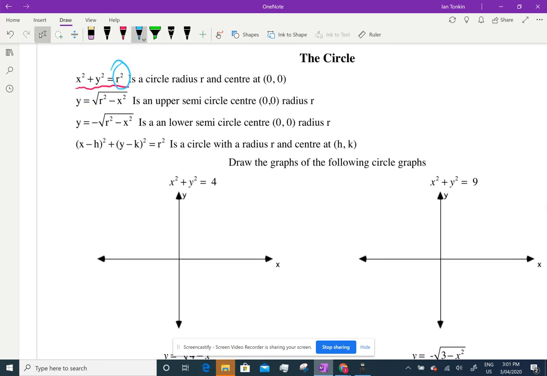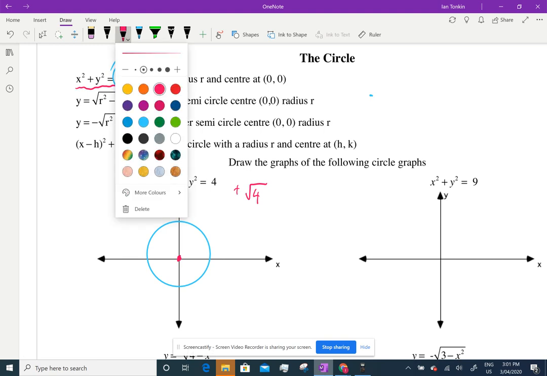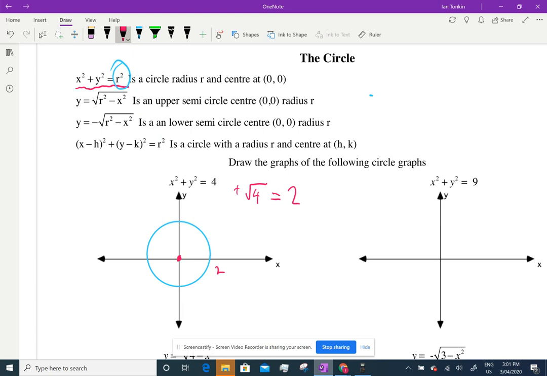So this one here, it's a nice easy one. Let's see if I can get a circle. Oh, look at that. There you go. So there's a circle. Its centre is at the origin, and its radius is the square root of 4. And remember, when we square root, we get two numbers. We get plus and minus 4. But because we're talking about a distance, it's just going to be the positive. And the square root of 4 equals 2. So this circle, centre at 0, 0, radius of 2.